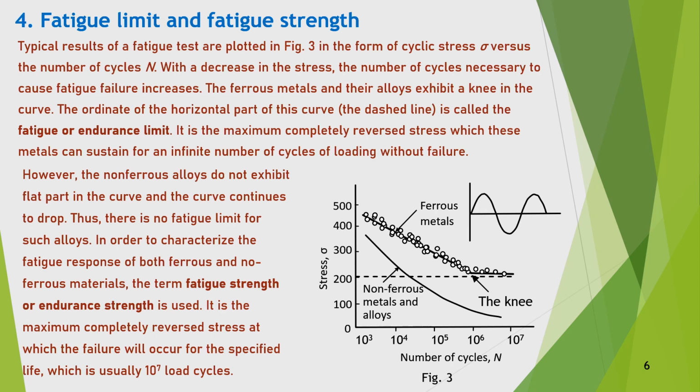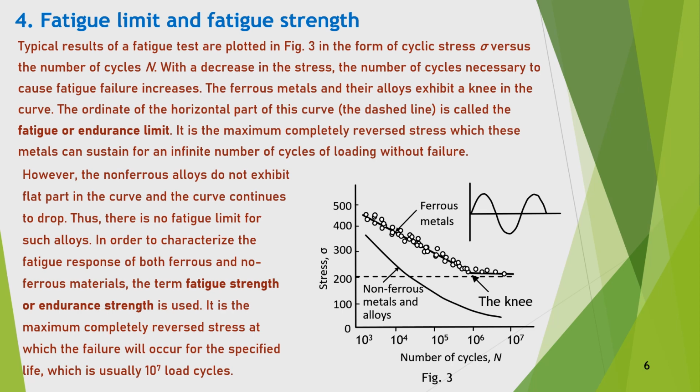Typical results of a fatigue test are plotted in figure 3 in the form of cyclic stress sigma versus the number of cycles N. With a decrease in the stress, it can be seen that the number of cycles necessary to cause fatigue failure increases. The ferrous metals and their alloys exhibit a knee in the curve. The ordinate of the horizontal part of this curve, shown as dashed line, is called the fatigue or endurance limit. It is the maximum completely reversed stress which these metals can sustain for an infinite number of cycles of loading without failure.